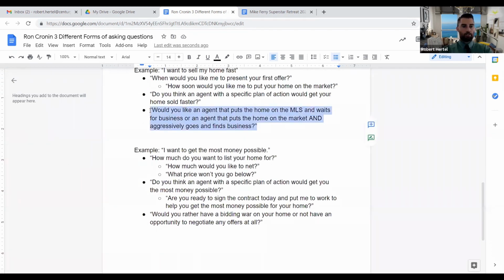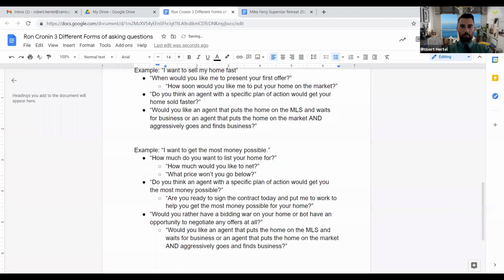I love it. We could also use this one. No reason why you can't copy and paste some of this stuff, right? Would you like an agent that puts the home on the MLS and waits for business, or an agent that puts the home on the market and aggressively goes and finds business? Well, I want one who goes and finds business. Yeah, absolutely. Okay, we're getting the gist of this. I like it.